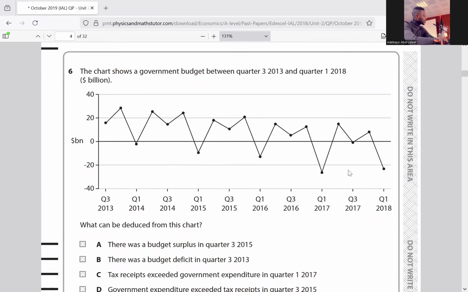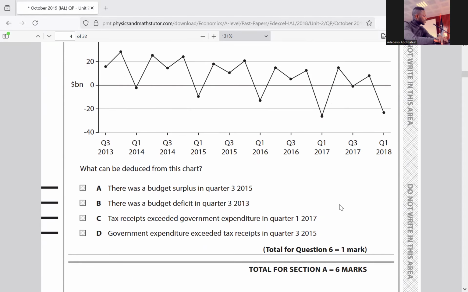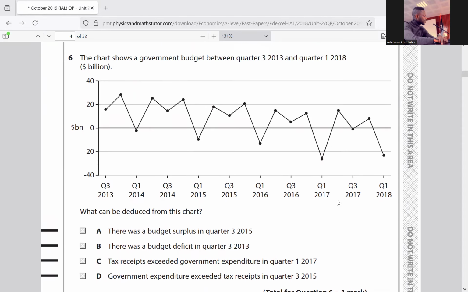They said the chart shows the government budget between quarter 3 of 2013 and quarter 1 of 2018. When I talk about government budget, it is a financial plan on how revenue and expenditure will be used within the economy. So they said, what can be deduced from this chart? There was a budget surplus in quarter 3 of 2015. Quarter 3 of 2015, there's a surplus budget.